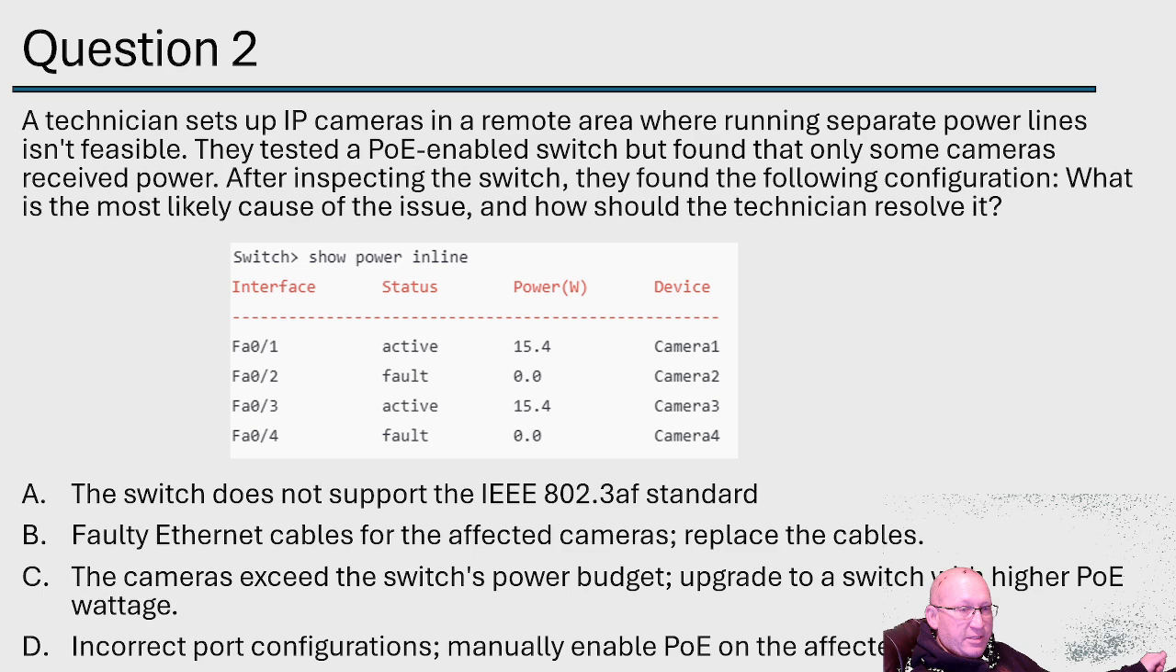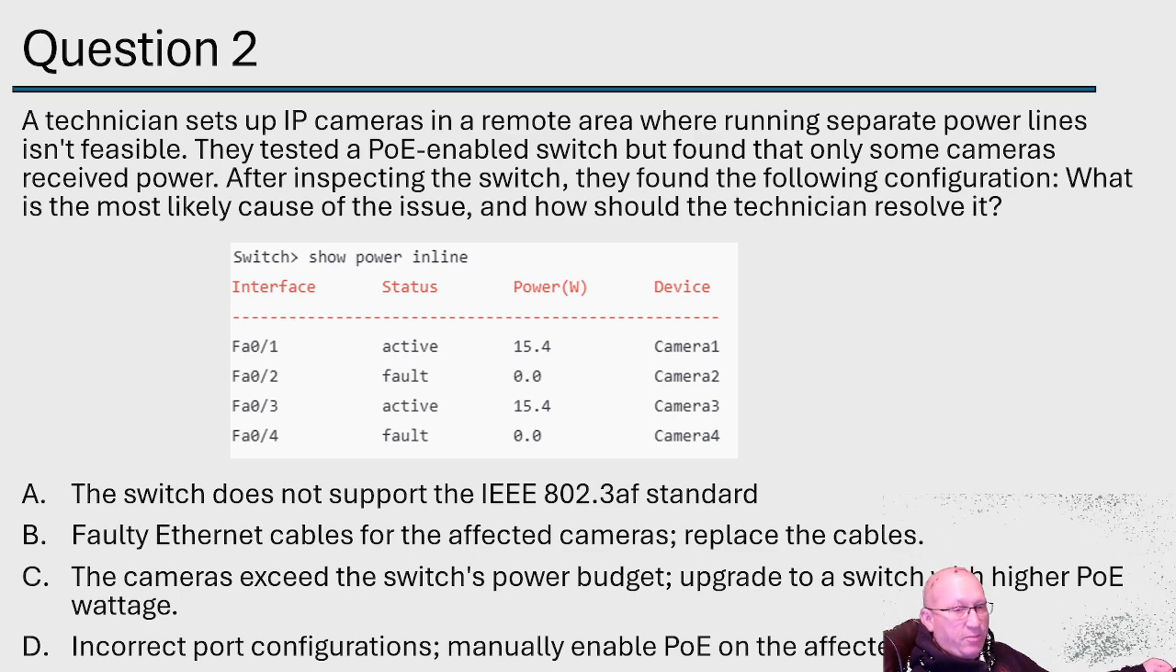We can see based on this that camera 1 and camera 3 appear to be active, but cameras 2 and 4 seem to have a fault. What do you think on this one? Now, if you need more time, of course, you can pause the video. This one's similar to the last one. I'm going to go in order and then double check what's going on. So let's start with A.